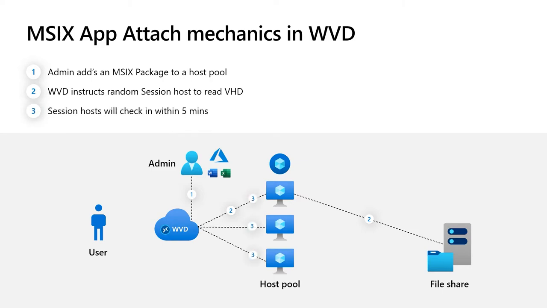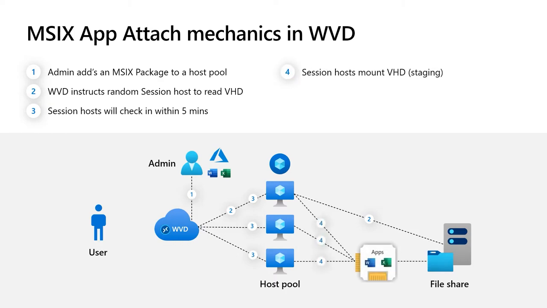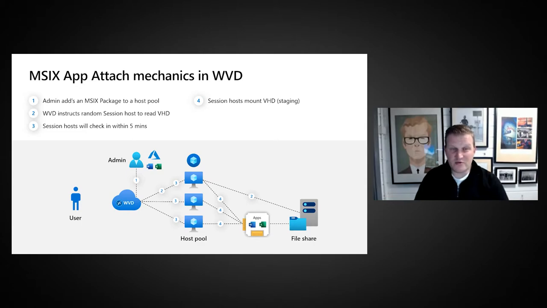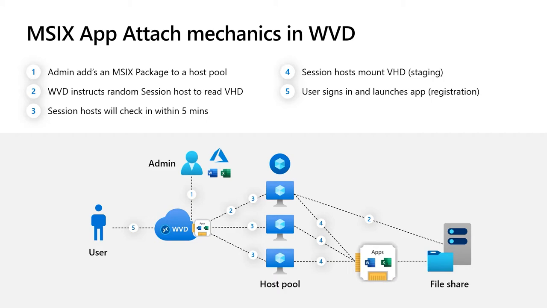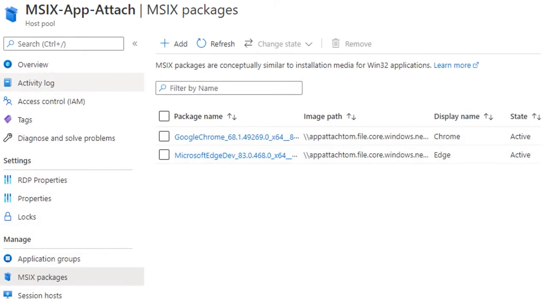Once that's done, then all of the session hosts within that host pool will, within 5 minutes, reach back into the WVD control plane to check to see if there are any applications that then need to be mounted on those session hosts, ready for users to consume. At that point, all of those session hosts will mount the VHD that contains this application, otherwise known as staging. That then makes those VHDs present on that virtual machine. And then the user will sign into WVD, and WVD will understand the applications that this particular user has been assigned, and the application is registered with the OS, and then the user can launch that application as if it was installed locally. Now, this is currently in preview.